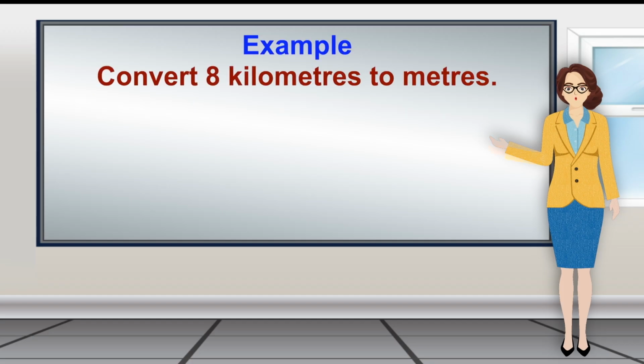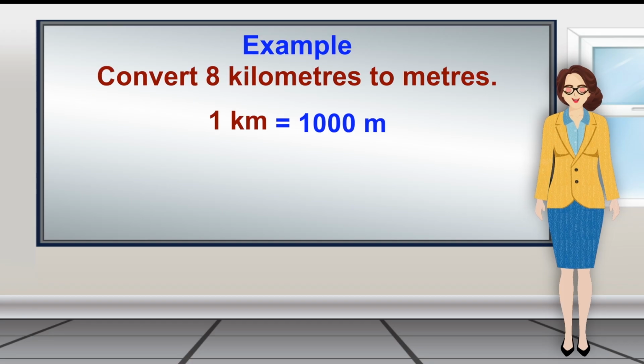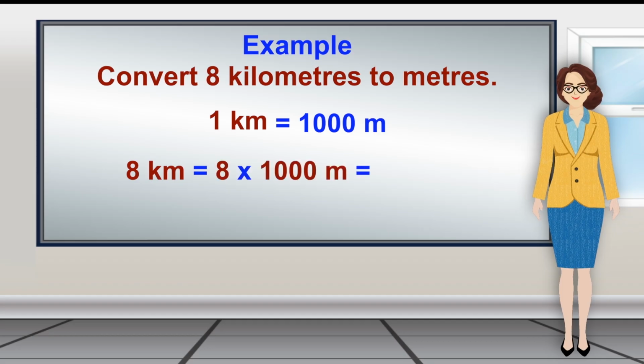Convert 8 kilometers to meters. As 1 kilometer equals 1000 meters, so 8 kilometers multiplied by 1000 meters is equal to 8000 meters.